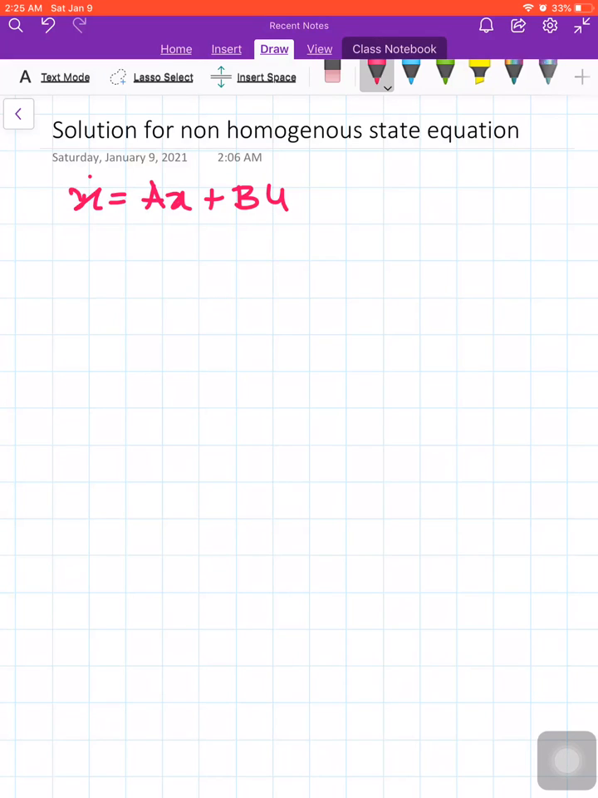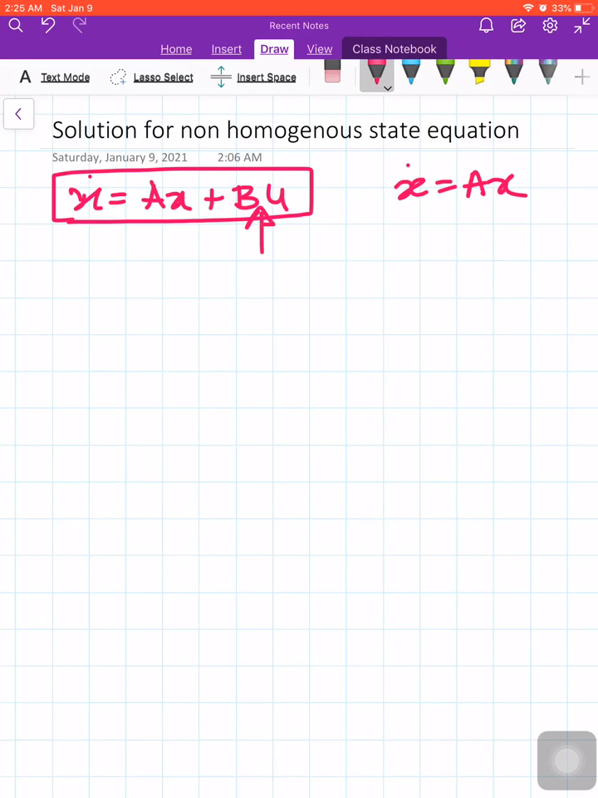So in this tutorial, we'll talk about finding the solution for this non-homogeneous state equation. What is a homogeneous state equation? It is x dot is equal to ax. So we can see here that we are having a forcing function u of t.